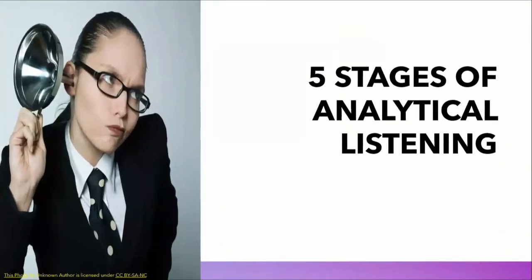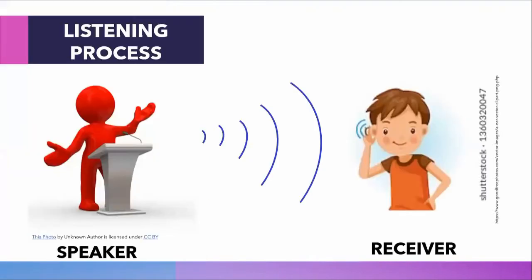There are five stages of analytical listening. Let us first discuss the listening process. Of course, we have to have a speaker, someone who gives the information. He is the one who is transferring the information to another person who is called the receiver. And the receiver's position is to receive and listen to the things that are being told or said or mentioned and discussed by our speaker.